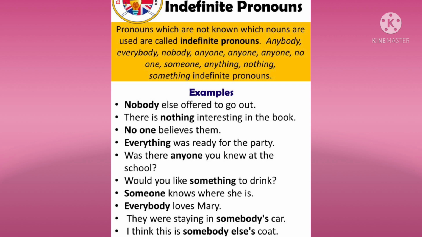Anybody, everybody, nobody, anyone, everyone, someone, anything, nothing, something, etc., are indefinite pronouns. If you see the examples: Nobody else offered to go out. There is nothing interesting in the book. No one believes them. Everybody was ready for the party. Was there anyone you knew at the school? Would you like something to drink? Someone knows where she is. Everybody loves Mary. All the highlighted words are indefinite pronouns here.